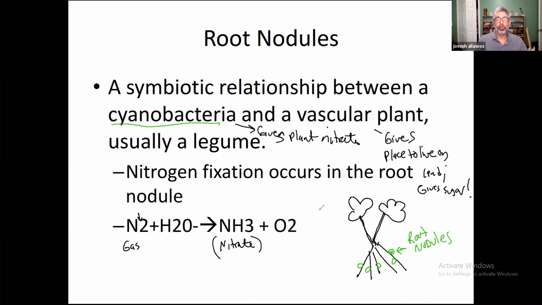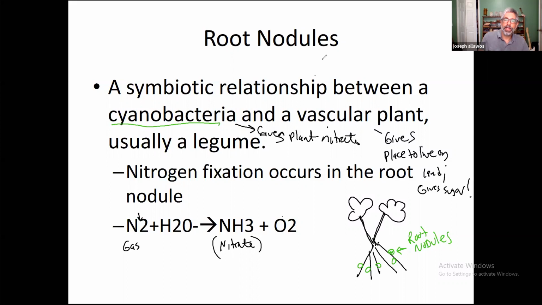Okay, so just to reiterate, what are root nodules? Root nodules are these little balls that form on the roots of legumes, inside of which is a cyanobacteria, which is able to do nitrogen fixation, okay? Nitrogen fixation occurs in the root nodule. What is nitrogen fixation? Well, it's where these cyanobacteria take nitrogen gas in the presence of water, and they make nitrate, and they also release oxygen in the process as well.